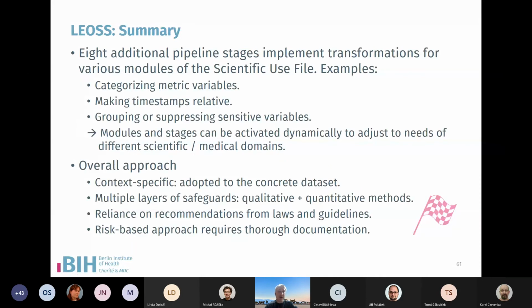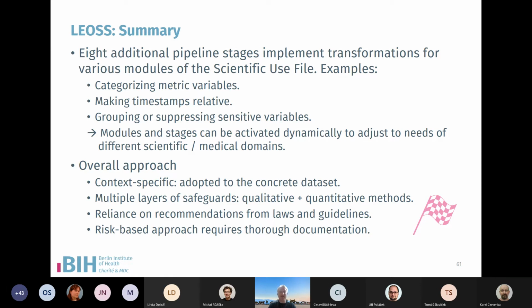Okay, so in summary, going back to this application example, the overall approach was really very context specific. One of the key messages is that it depends on the types of data you have and on the scenario in which you want to publish it. You have to develop something that applies specifically to this. This is time consuming, and this requires efforts and expertise.